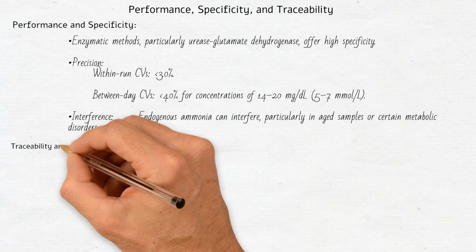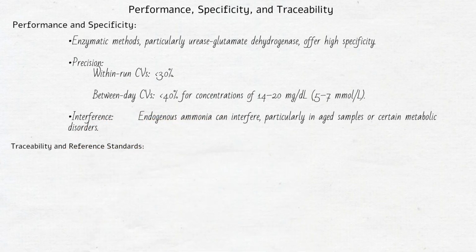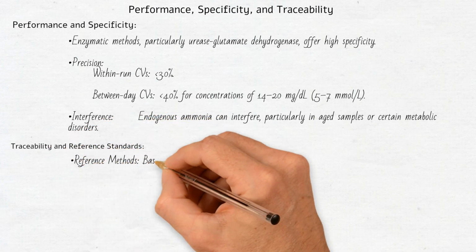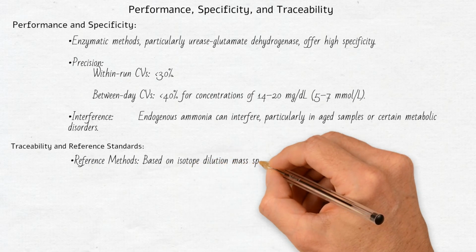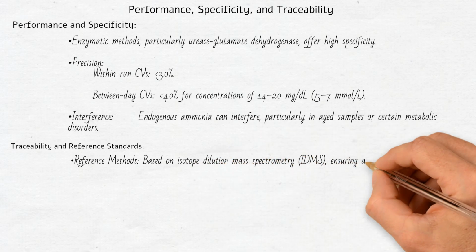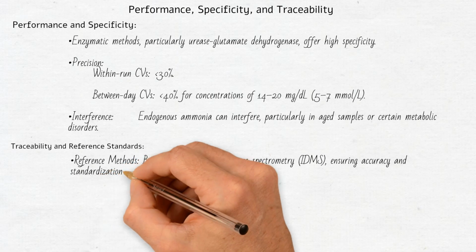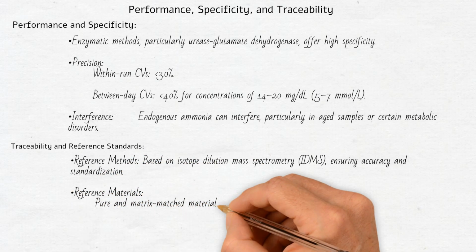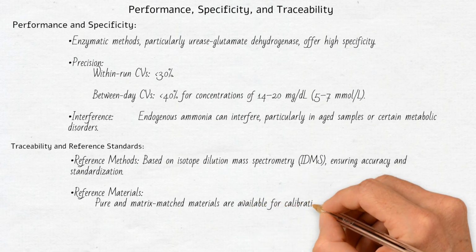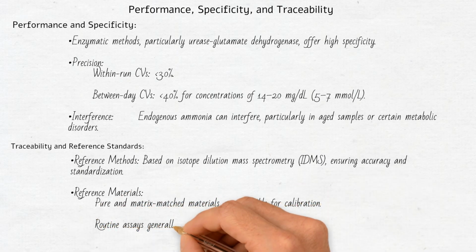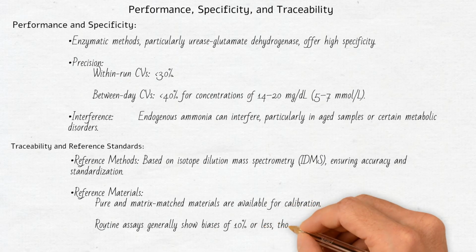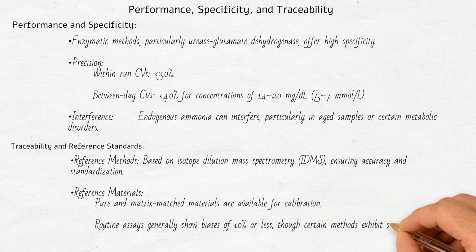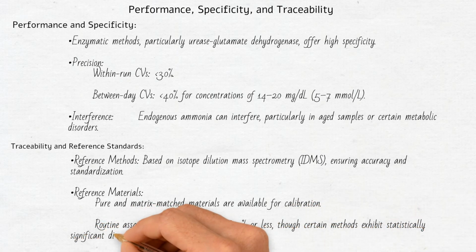Traceability and reference standards. Reference methods. Based on isotope dilution mass spectrometry, IDMS, ensuring accuracy and standardization. Reference materials. Pure and matrix-matched materials are available for calibration. Routine assays generally show biases of 10% or less, though certain methods exhibit statistically significant differences.